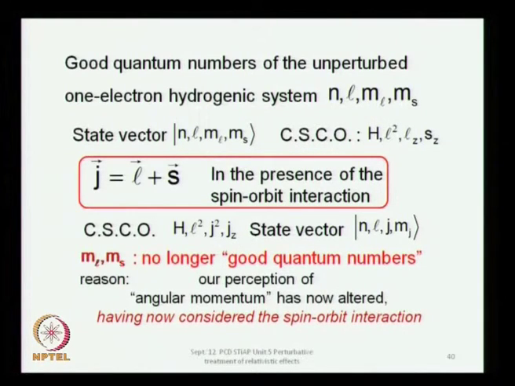The primary reason for this is the coupling between the orbital and the spin angular momentum, and what this coupling does is it changes our very notion of what angular momentum is. So when you talk about what is angular momentum, this question is intimately related to the choice of basis, because the angular momentum no longer is only L or S, but it is L plus S.